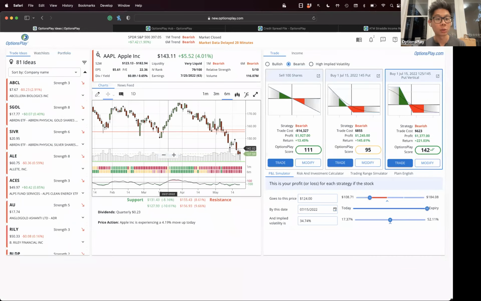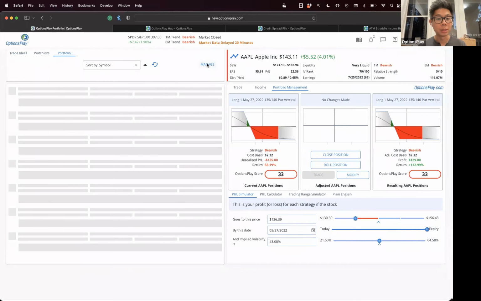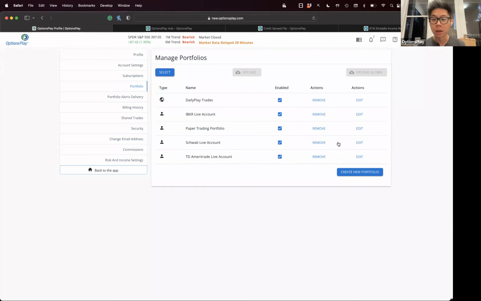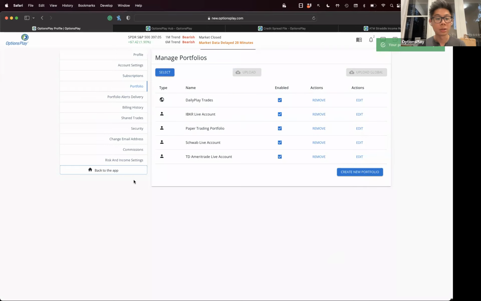So for example, if you bought this put here on Apple, click on the trade button and select the account that you want to add it to. Maybe you want to add this to your paper trading portfolio or your Schwab Live account. You just click on Add Position and it is done. And you can always manage any of these specific positions by clicking on the Manage button. You can edit the account that it's in. So for example, if you bought this for $8 instead of $8.55, you can change the cost basis for it and click on Save.